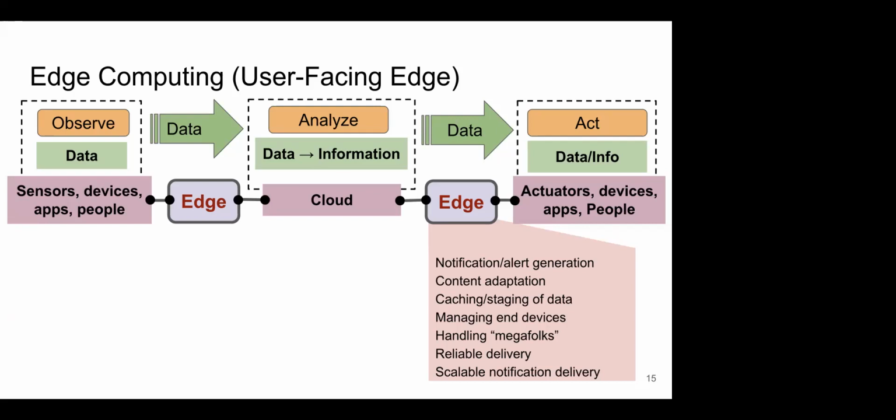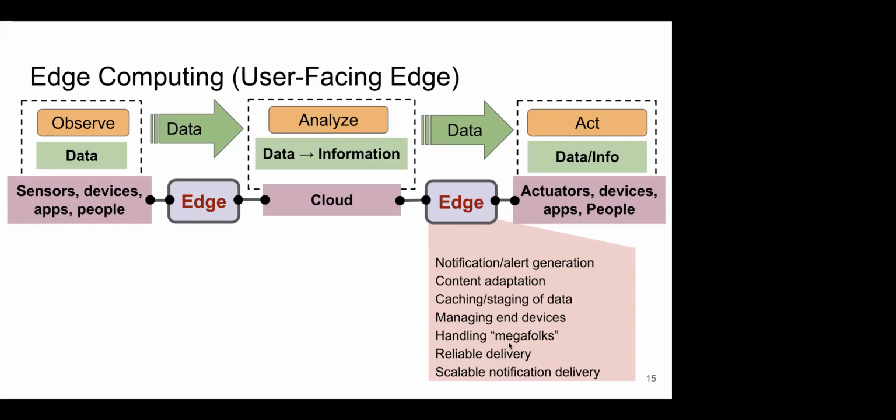I mean, content adaptation can be in a very wide sense. There can be a translation service that can translate content based on the recipient's language. This can be done on the user path when the data is moving from the cloud to the user. Handling end devices is another interesting task in this domain.